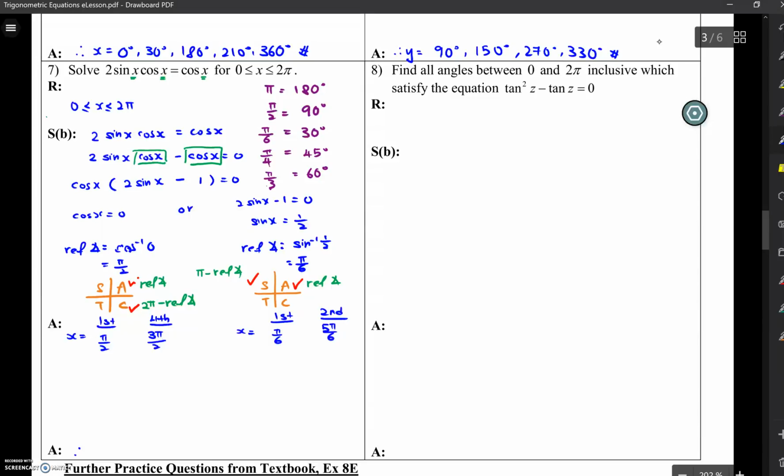Therefore, the final answer for A, x is just pi over 2, pi over 6, okay, 3 pi over 2, and 5 pi over 6. And that's your answer. Is this clear? Okay, now can you try question 8 on your own? Question 8, similarly, also requires you to use the special angle. So we will still keep our calculator in degree mode. Okay, once you are done, you can refer to the next video.